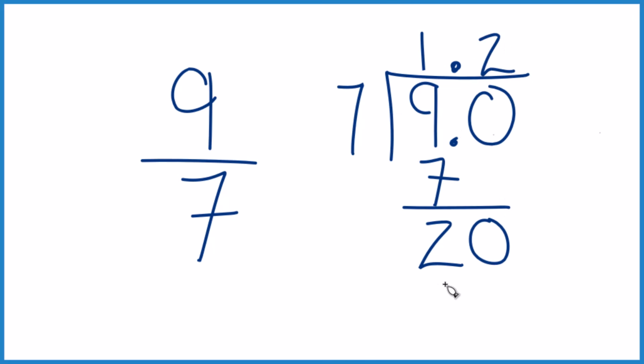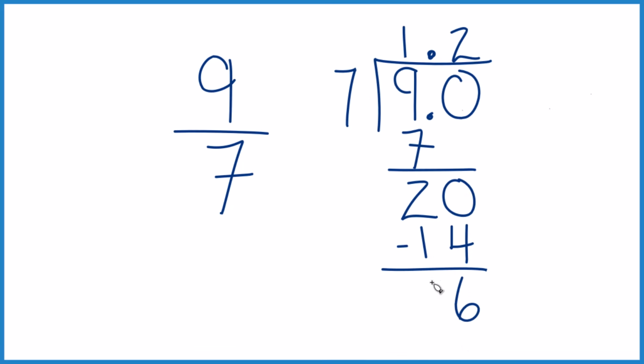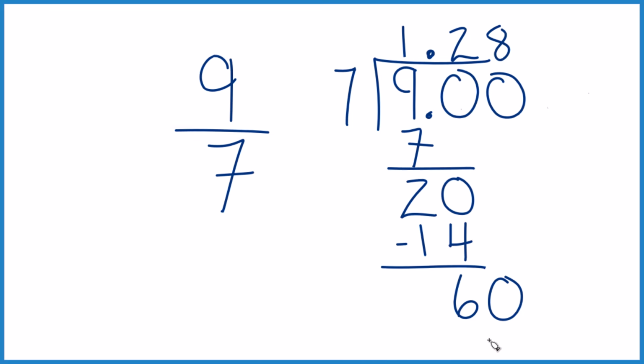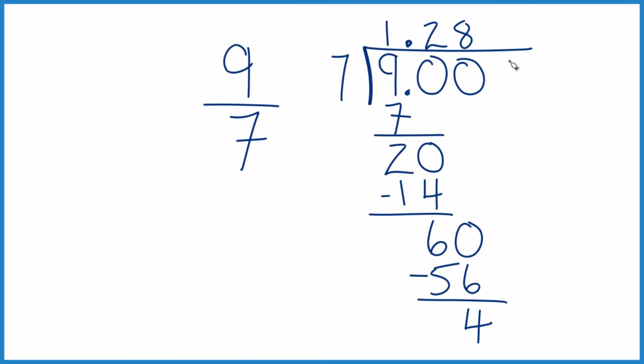2 times 7 is 14. Subtract, we get 6. 7 doesn't go into 6, but put another 0 out here. 9.00, still 9. We can bring this down as long as we move over a decimal place. And 8 times 7, that's 56. Subtract, we get 4. Put another 0 here, bring that down, and we'll just move over a decimal place.